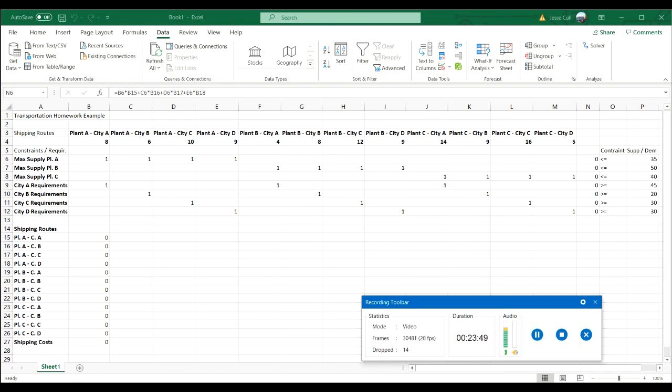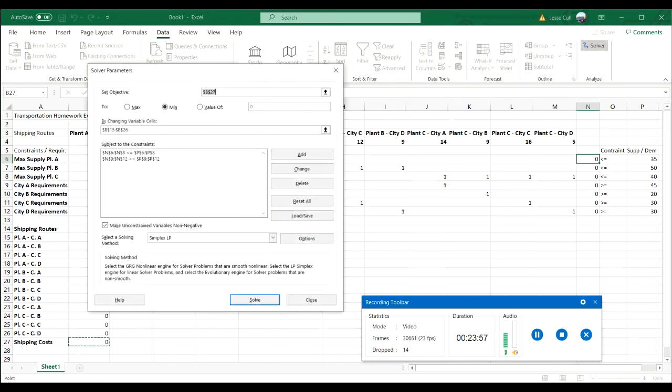Oh, I figured out what the mistake was. It was a very simple mistake. So let's revisit the solver function. The reason everything is 0 is because I made one small mistake. If you see here, the last one has to be greater than or equal to. I left it as less than or equal to.